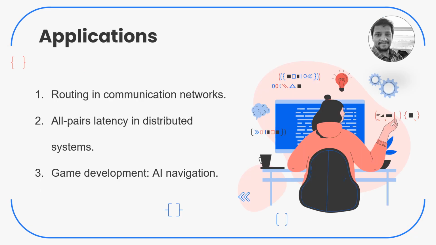Moving on to the next slide, let's see what the applications are. Because this algorithm finds the shortest path between each and every pair of nodes, it will be used in domains like routing in communication networks, because you need to find the shortest path between each and every node in the network. Again, in a distributed system, you need to find the distance or the cost of sending information between each and every node or device. Similarly, in game development and AI navigation, this will be heavily used.